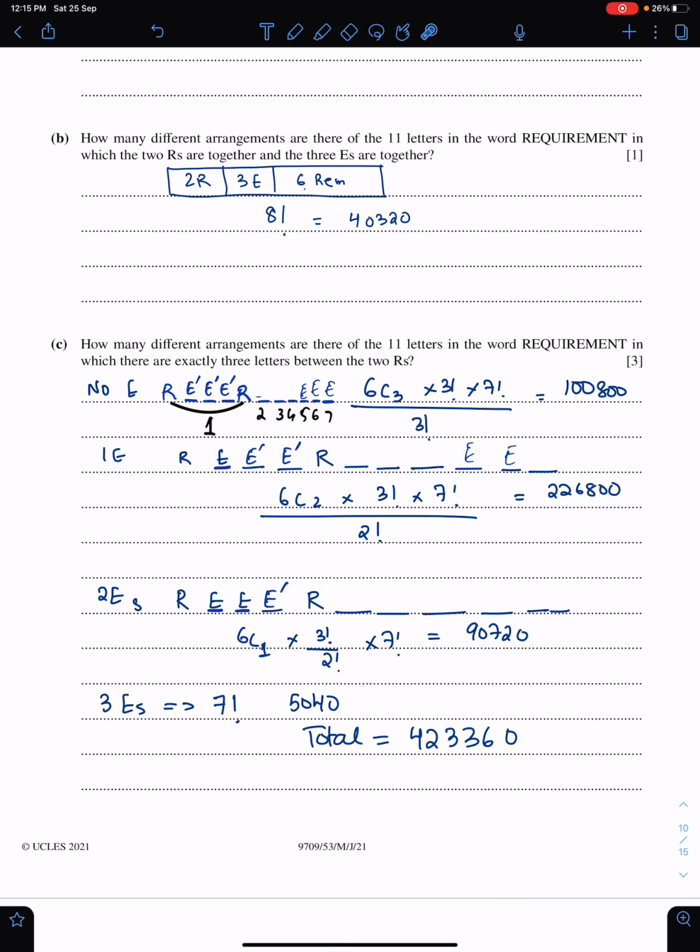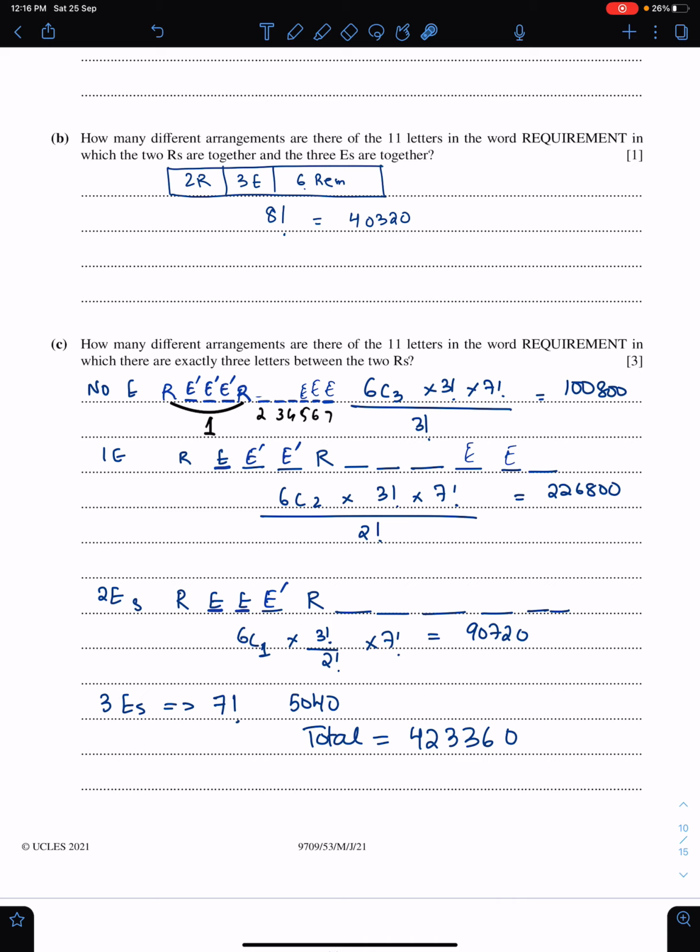Now arrangements with 2 E's between the 2 R's. There is no need to write anything for these 2 E's since both are identical, so just leave the selection of these two. Now we need one more letter from the remaining 6 letters for the third position. So we can select one letter in 6C1 ways. Now these 3 letters can arrange themselves in 3 factorial over 2 factorial ways, because 2 letters are the same. And altogether we have 7 objects, 1, 2, 3, 4, 5, 6, 7, so 7 factorial.